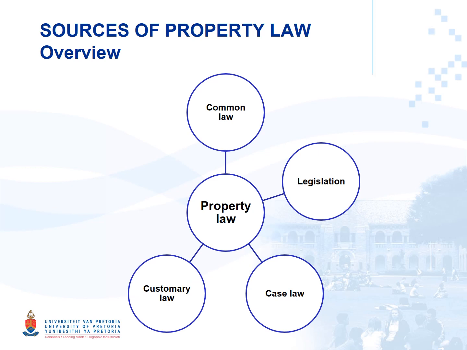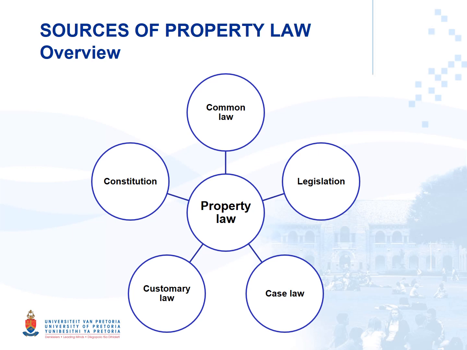A fourth source of property law is customary law. Now, customary law constitutes the source of property law which regulates customary and indigenous proprietary relations. These legal norms operate alongside the common law of things. And finally, we have the Constitution as another source of property law.